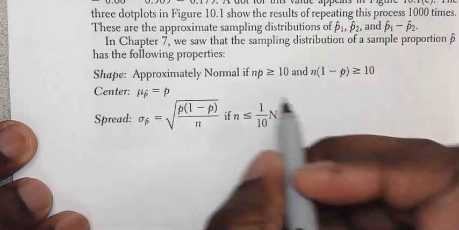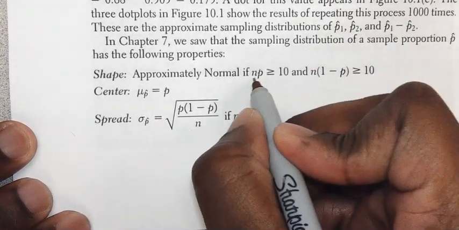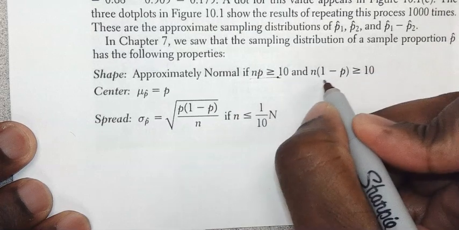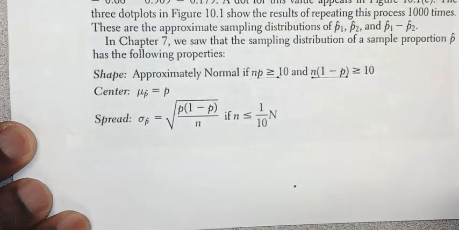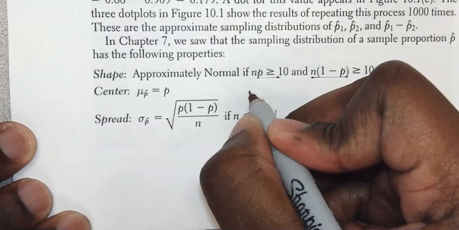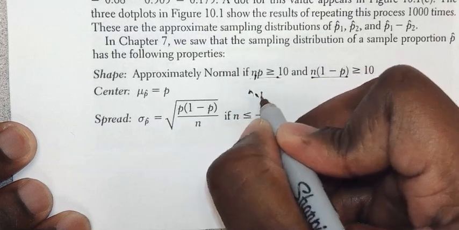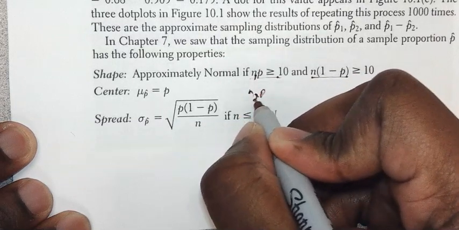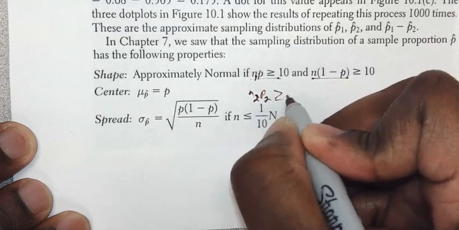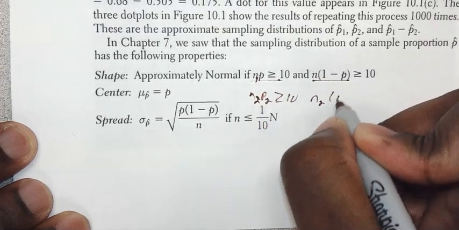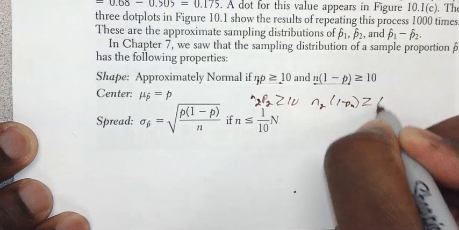All right, let's go back to shape. In order for the shape to be normal, we've got to look for n times p to be greater than or equal to 10, n times the complement to also be greater than or equal to 10, and that goes for n1 and n2. So we've got to check the second proportion. So n2 times p2 is greater than or equal to 10, and then n2 times 1 take away p2 is also greater than or equal to 10.